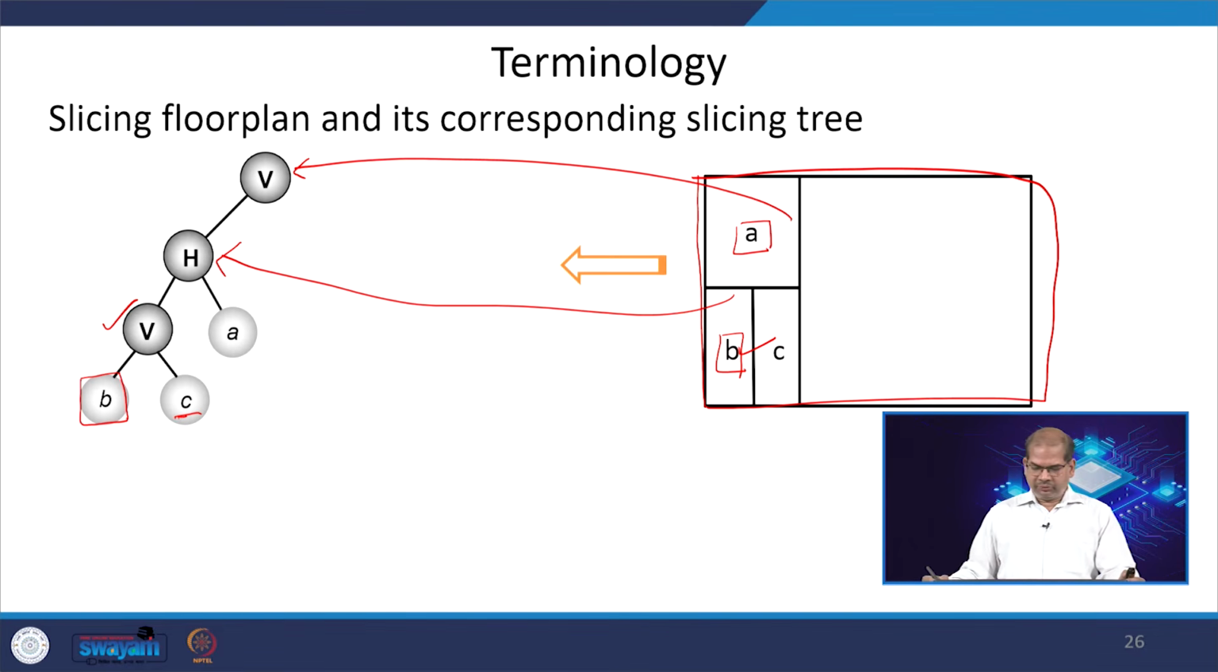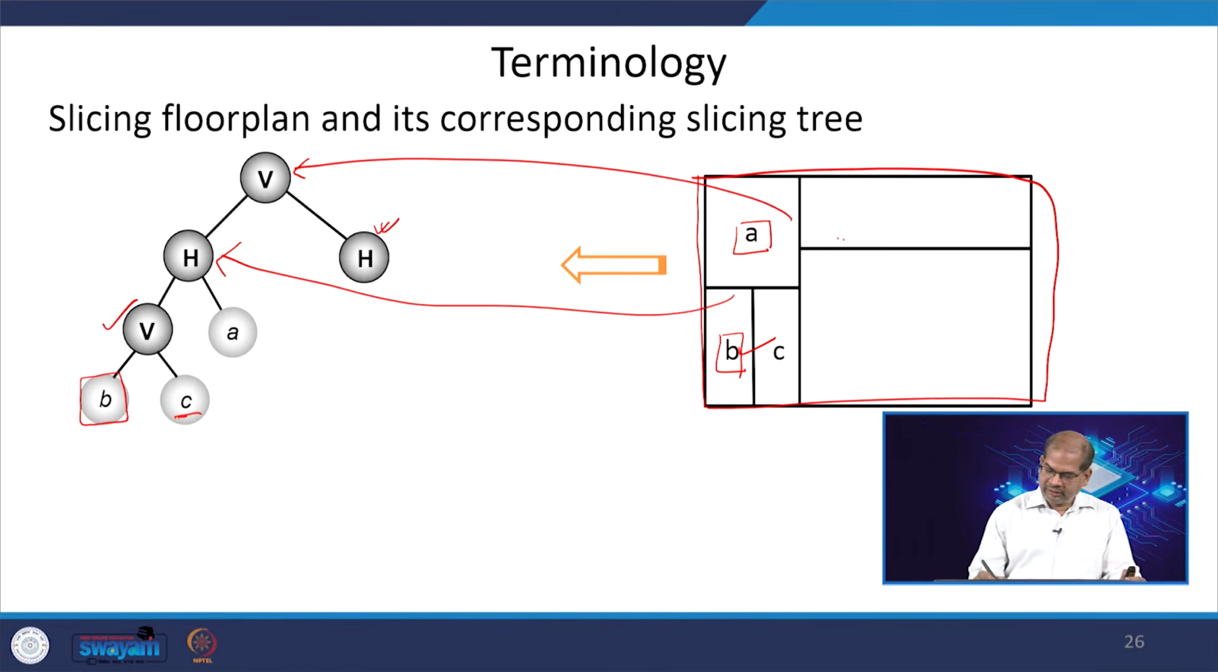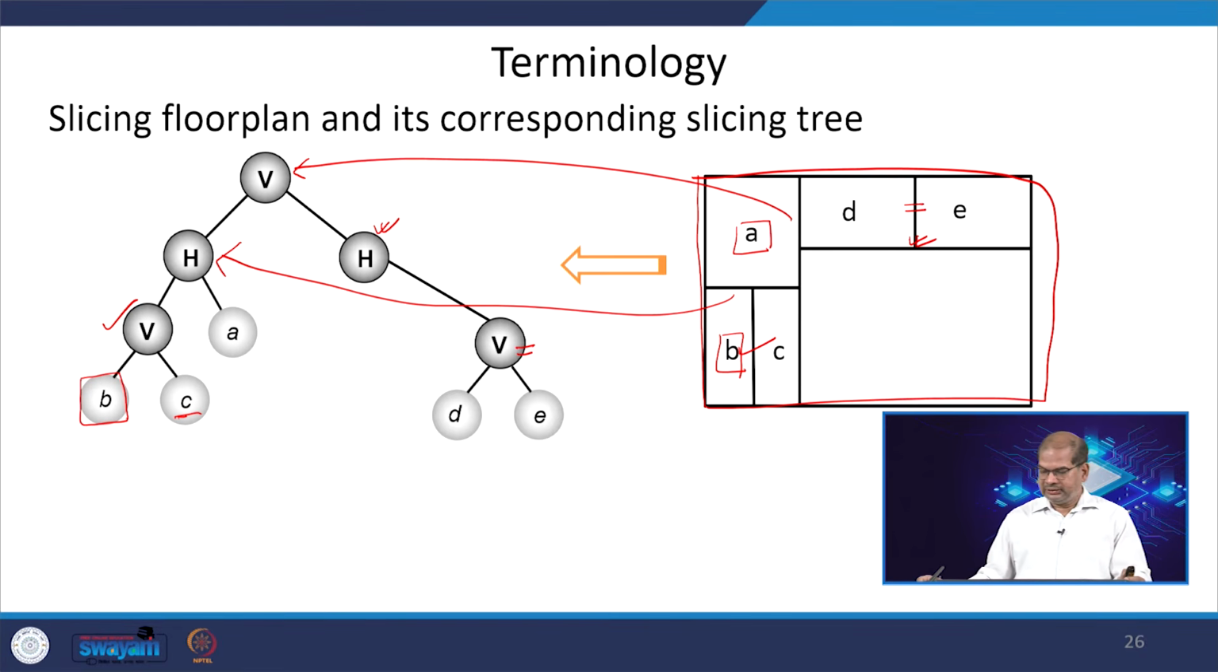Now, what do we have to do? This partition is over, this left side is over. Now we will go into the right side. On the right side we have a horizontal cut, corresponding to this one. Then we have again a vertical cut, corresponding to this vertical cut. This vertical cut has two parts, D and E. D is the left child and E is the right child.